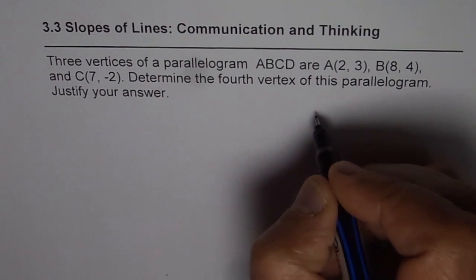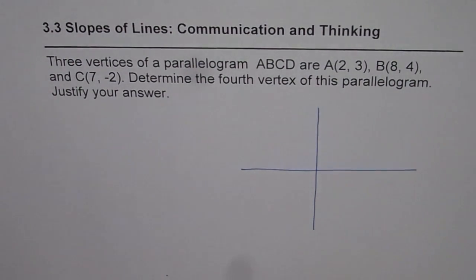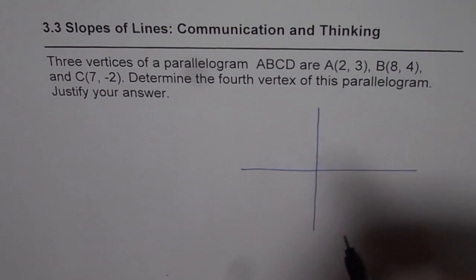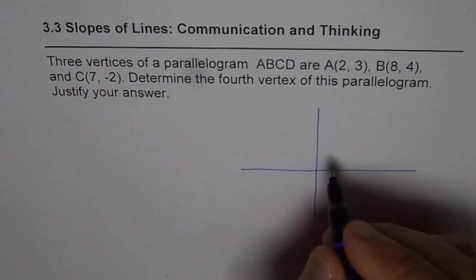Well, let's sketch a graph, right? And then that will help us to understand and find the answer. So we are given 3 points of the vertices. These are A (2, 3). So let's plot these points first on the graph. So we'll make a rough one.